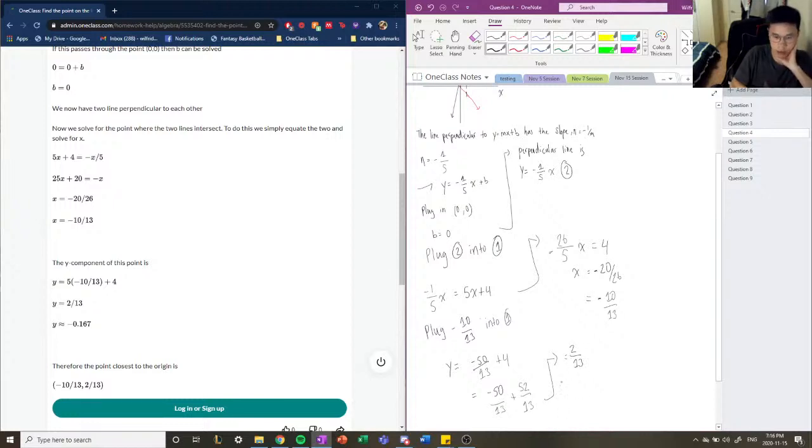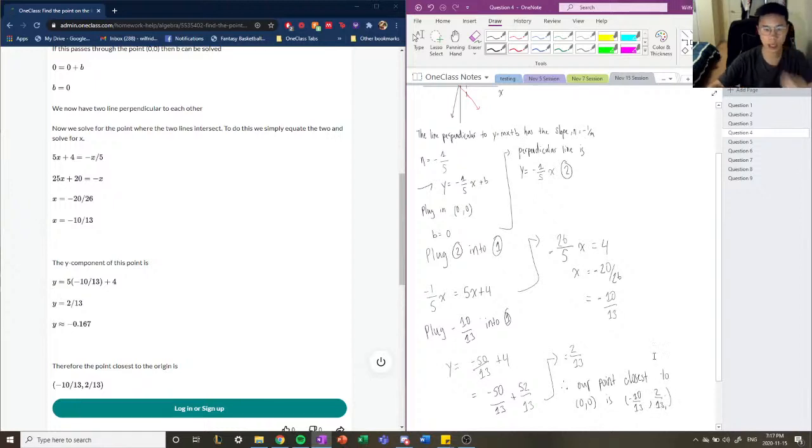So finally, we now know, therefore, our point closest to 0, 0 is negative 10 over 13, and 2 over 13.